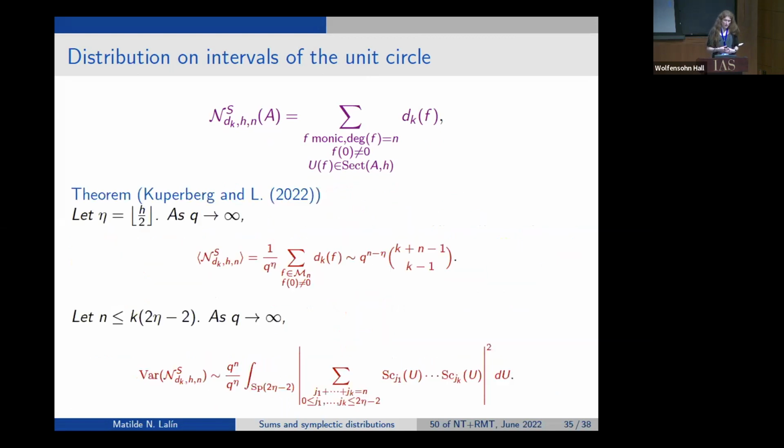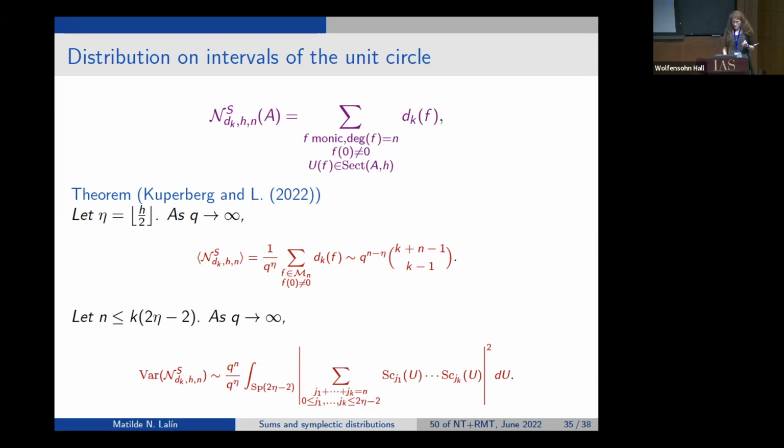So what we prove is a very similar statement. By now all these integrals look the same. So it's the same sum, but now integrating again over the symplectic matrices. The eta here is, okay, H is the width of, actually twice H is the width of the sector.